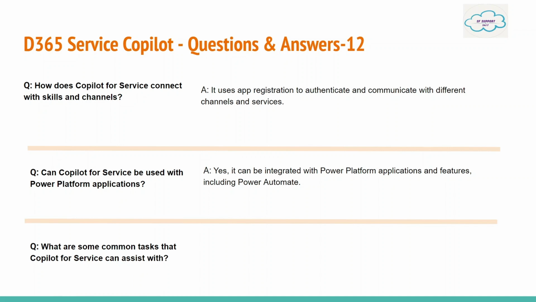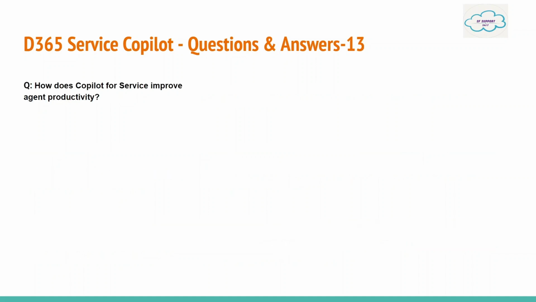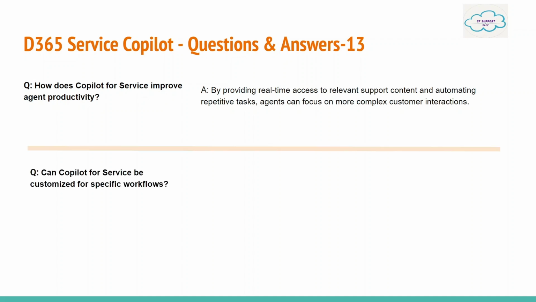Question. What are some of the common tasks that Copilot for Service can assist with? Tasks include surfacing Outlook interactions to the CRM, viewing emails and case summaries, and drafting responses. Question. How does Copilot for Service improve agent productivity? By providing real-time access to relevant support content and automating repetitive tasks, agents can focus on more complex customer interactions.